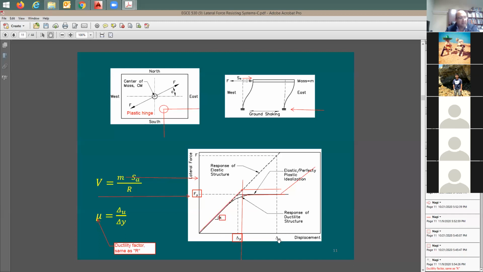When you take this delta U divided by the new delta Y, which is at this red line, it means that your actual R factor, the ductility factor that you have in this structure, is going to be lower than what you think. So you need to account for this somehow.